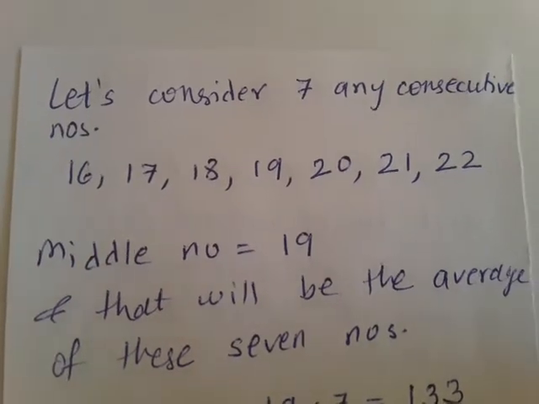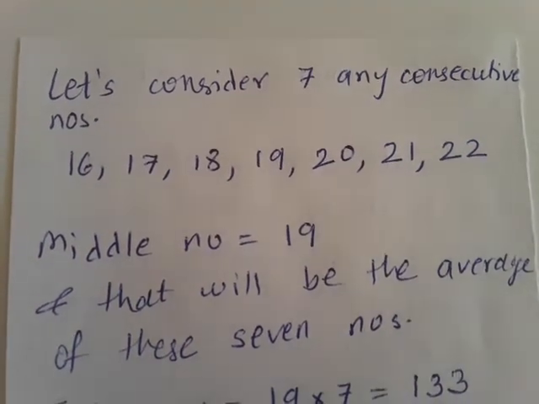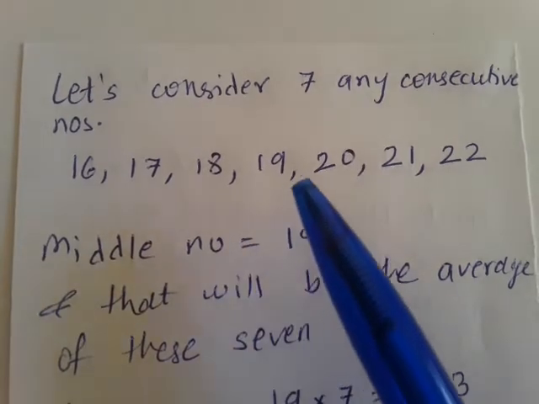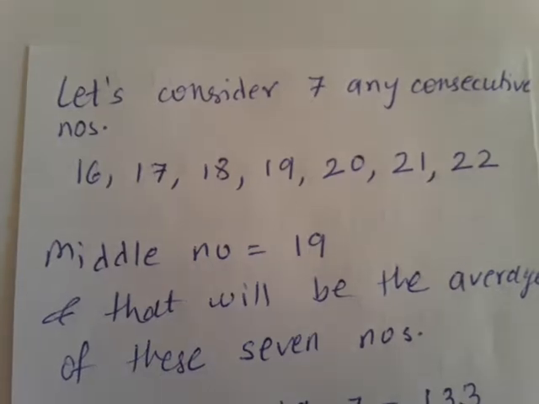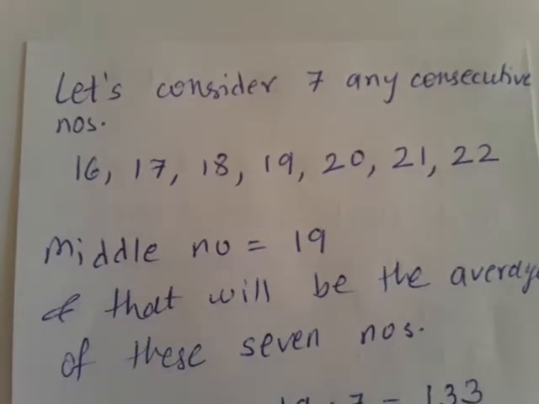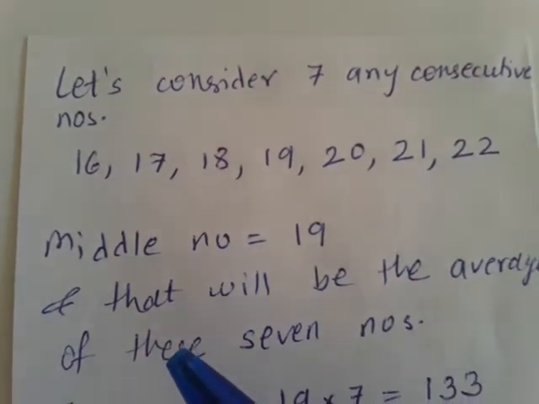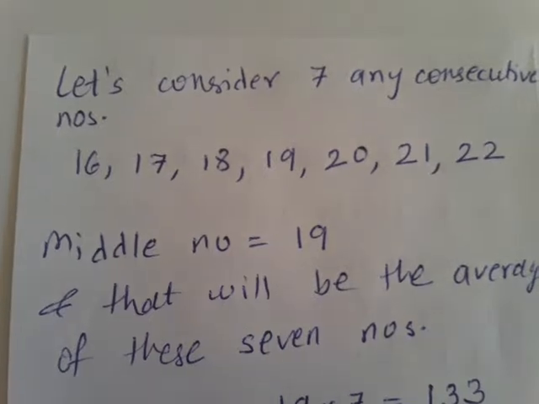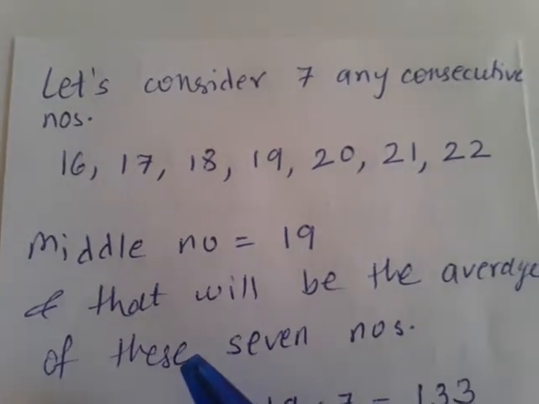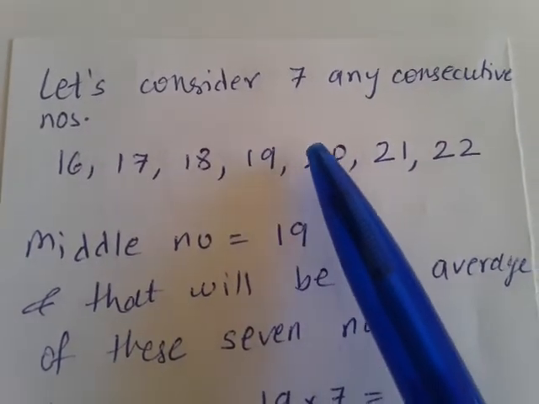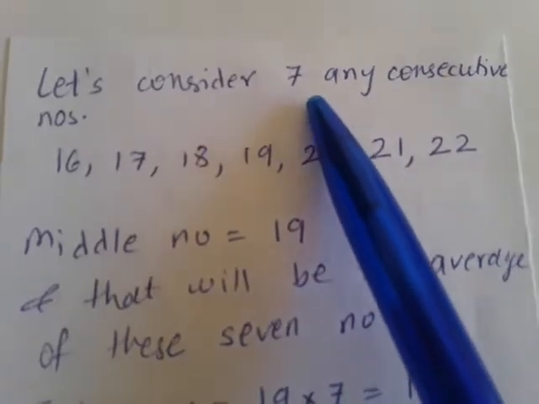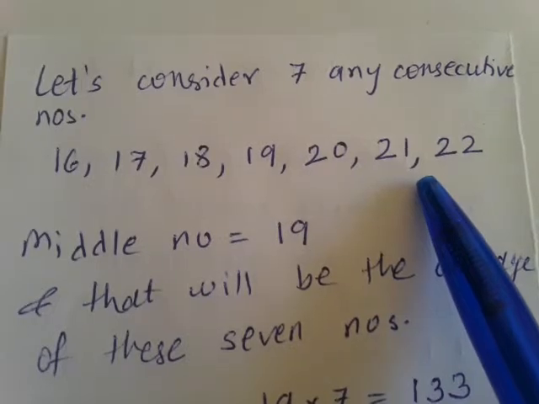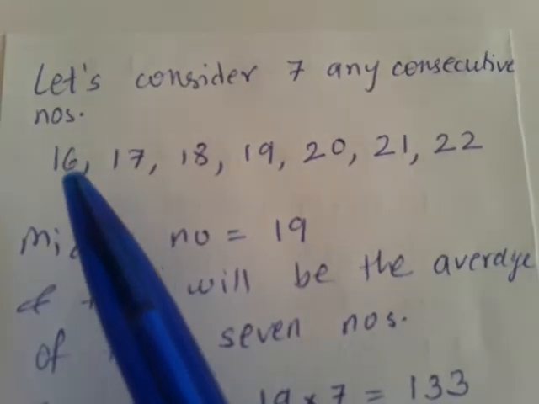Before solving next example, now what we will do, first we will understand few properties of consecutive numbers average. If you understand those properties, then solving problems based on consecutive numbers become very easy. Let's consider any set of consecutive numbers. Say I have considered here 7 consecutive numbers. Any consecutive numbers you can consider.